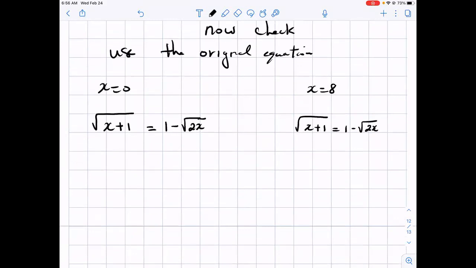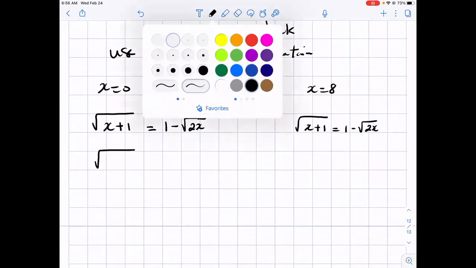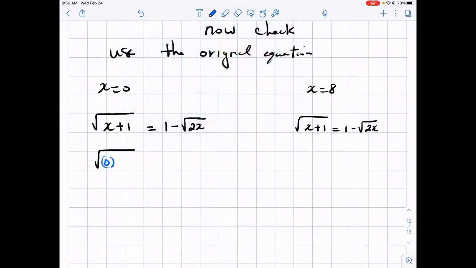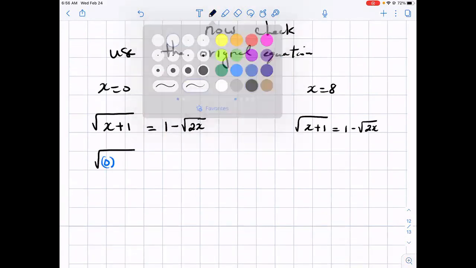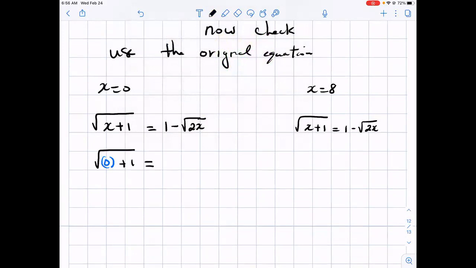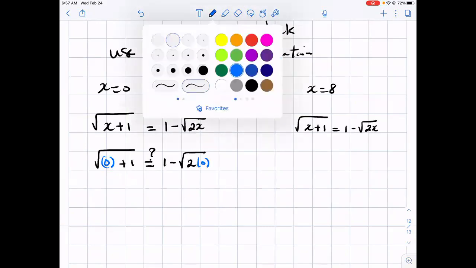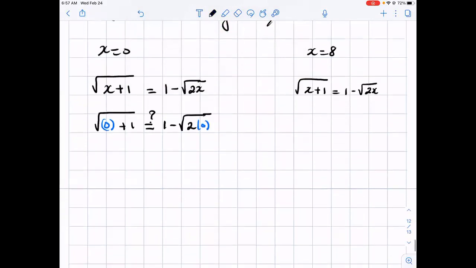So if x is 0, we have 0 plus 1. And is that going to be equal to 1 minus the square root of 2 times 0? So let's finish up this one, and then we'll check the other one.